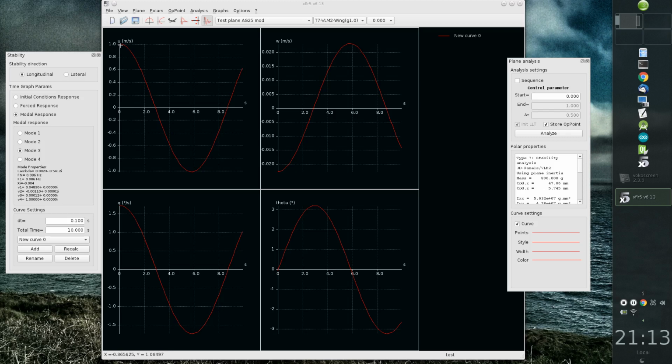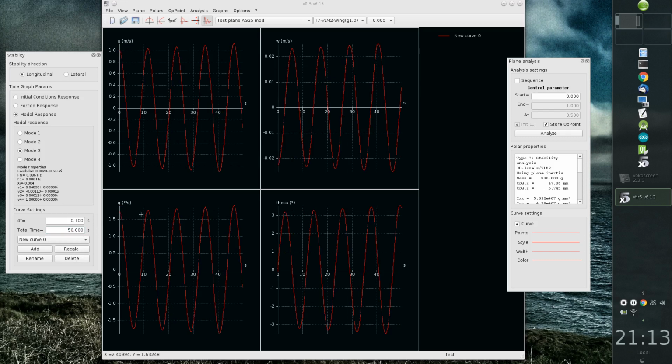If the speed fluctuates by 1 meter per second in the x direction, in the z direction it will fluctuate by 0.02 meters per second. The pitch rate will be this, and the angle will be this versus time. If we plot it on a longer time, for instance 50 seconds, we see that it's very, very slightly divergent, which is not really meaningful. We're just reaching the limits of the calculation. The phugoid is not much damped in the case of my plane here.